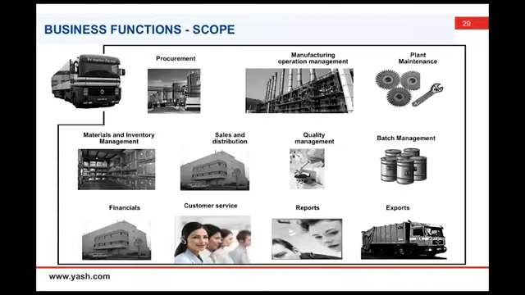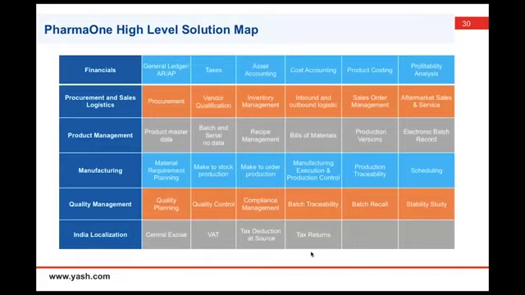This solution covers the 6 different modules, as the diagram shows: right from procurement, manufacturing, sales and distribution, quality, batch management, reports, customer services, and also the financials. This is what, in a nutshell, it covers. I'll leave the high-level solution here because it's a highly loaded presentation. It covers, at a more granular level, product management, manufacturing, and quality related areas, which by and large covers 75 to 80% of the standard business processes, in some cases 85%.